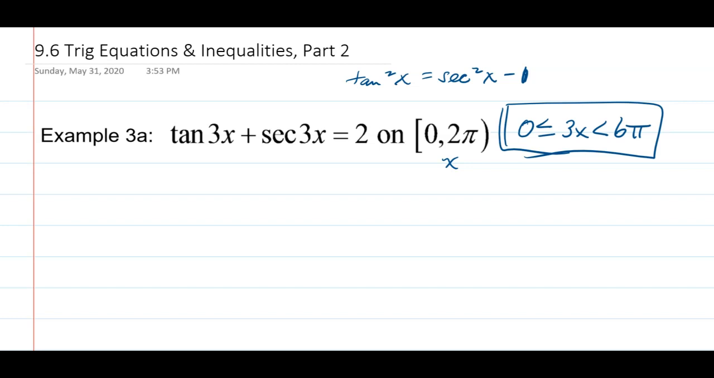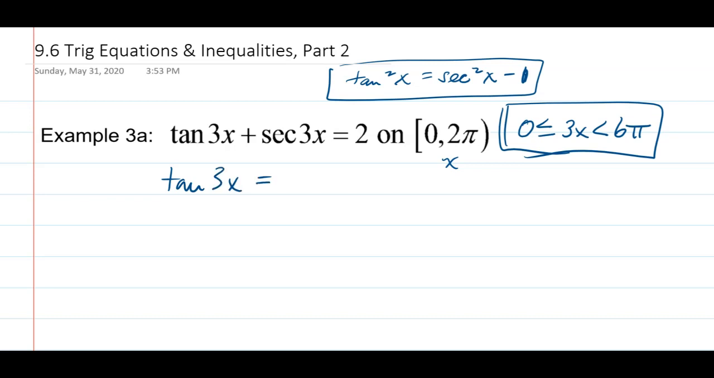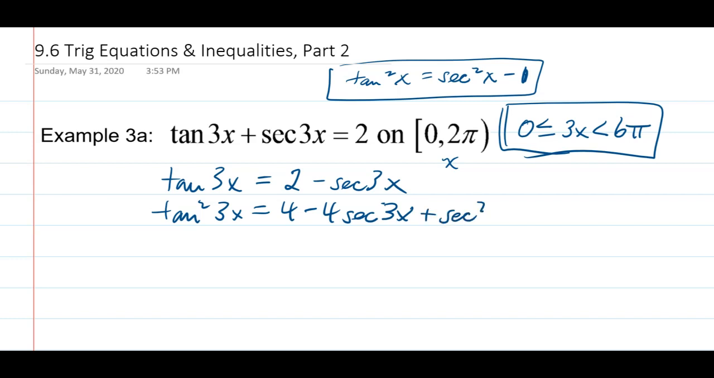So, because of this identity, we want to know what tangent squared 3x is. So we're going to isolate tangent as a start, and we'll get tangent of 3x is equal to 2 minus secant of 3x. Then we're going to square each side, and we'll get tangent squared 3x is equal to 4 minus 4 secant of 3x plus secant squared of 3x.